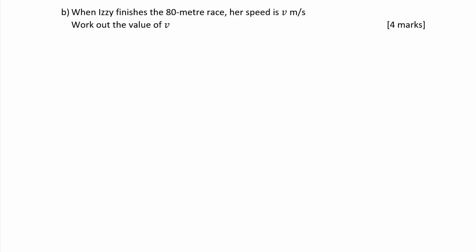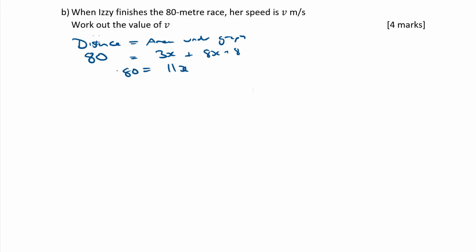So distance equals area under graph. So our 80 meters is equal to my 3x, my triangle, plus my 8x plus 8, my trapezium. So 80 then is equal to 11x plus 8. Okay, so what's that then? Taking 8 off both sides, 72 equals 11x, dividing through by 11. X then is going to be 72 over 11. Okay, so x is 72 over 11.